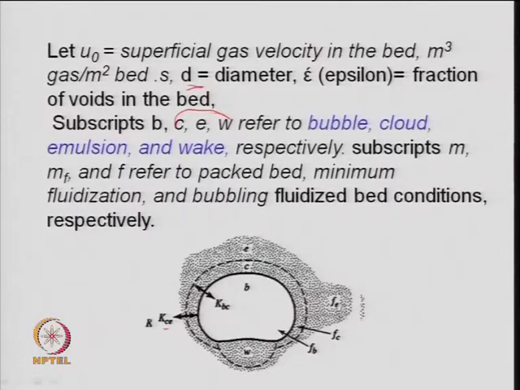So, this is what the subscript written. When it is written KCE, it represents a cross flow coefficient or transport coefficient between cloud and emulsion, right. Same thing here, this E is representing an emulsion phase, this C is representing a cloud phase. FE, I told you, is the fraction of the solid in emulsion phase, FC fraction of the solid in cloud phase, FB fraction of the solid in bubble phase, and W is representing a wake phase.